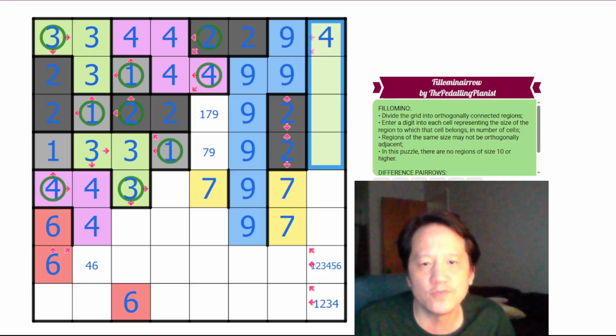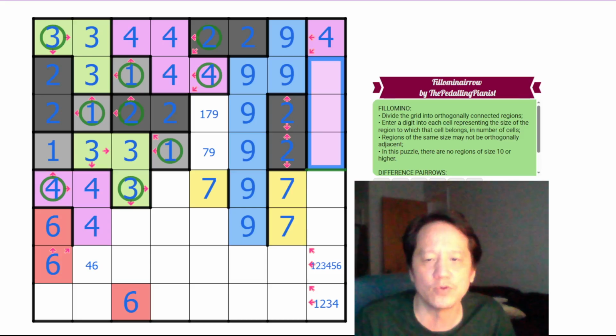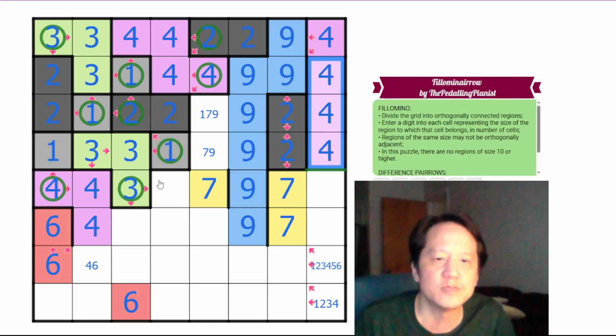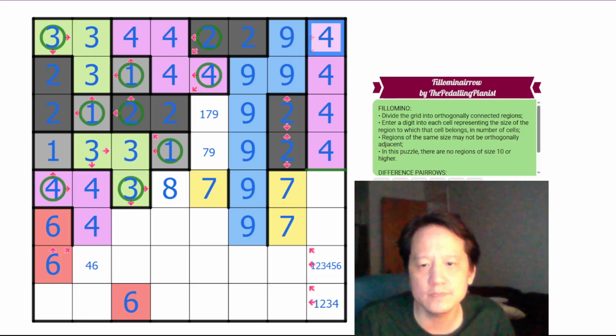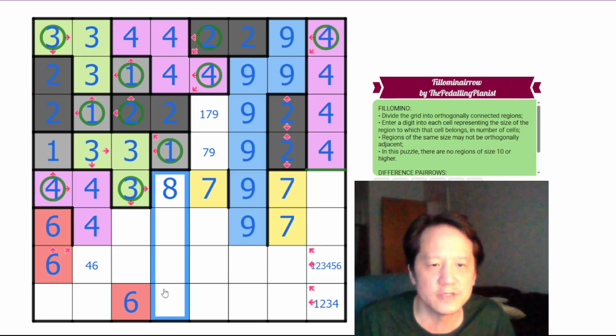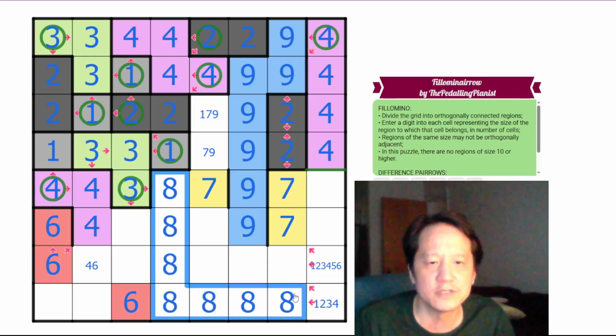So this is 4. Obviously not green. It's pink. That's done as a region. This is all 4 then. This must be 4 away from 4. It's 8. So this is done. That leaves this as 8. And 8 cannot connect to here. 8 has to be essentially here.